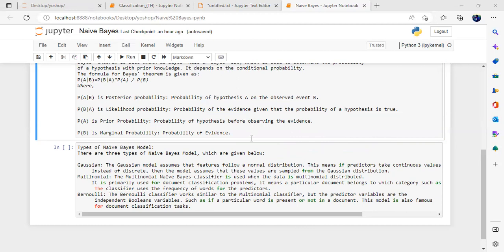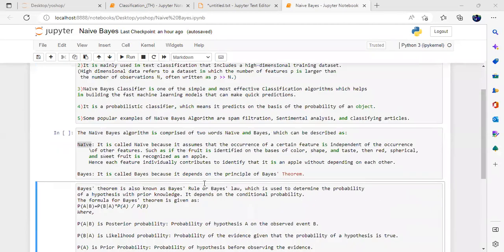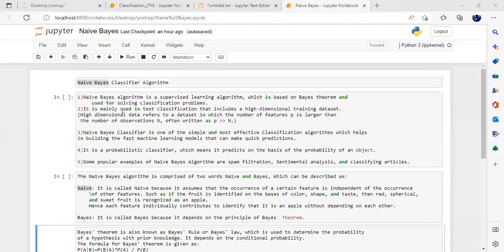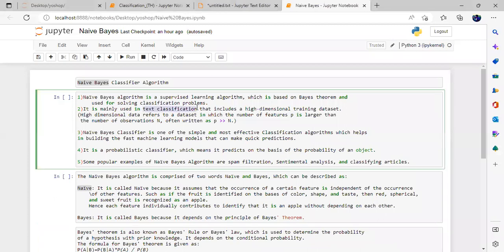Next is multinomial. The multinomial naive Bayes classifier is used when the data is multinomially distributed. The classifier uses the frequency of words for the predictor. And this we most of the time use in text classification. So this is the main advantage: every classifier is designed for one specific thing, so naive Bayes is designed for this text classification.